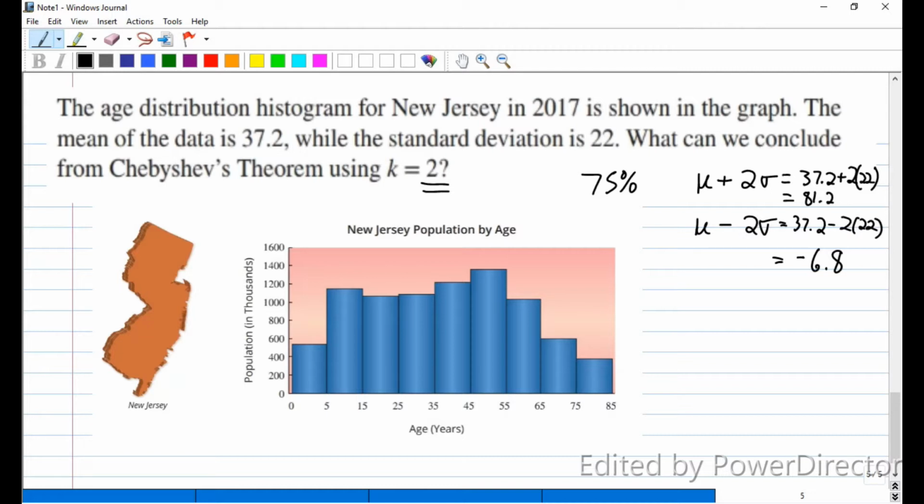So what would that mean? That would mean that we'd have to really think, if we were talking about ages, it'd be 0, right? So that'd be newborn. So 75% of all ages in New Jersey are between 0 and 81.2 years old. 75% of the people. So there must be 25% who are 81.2 or older. It's hard to believe.